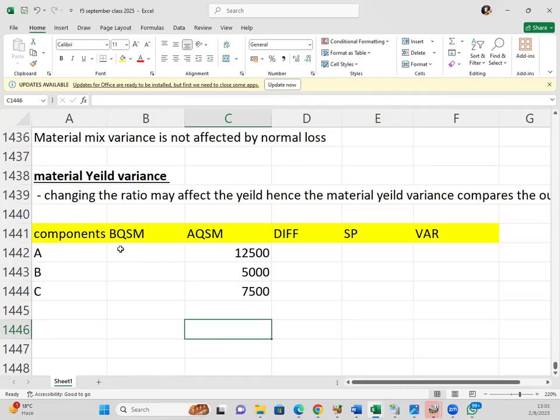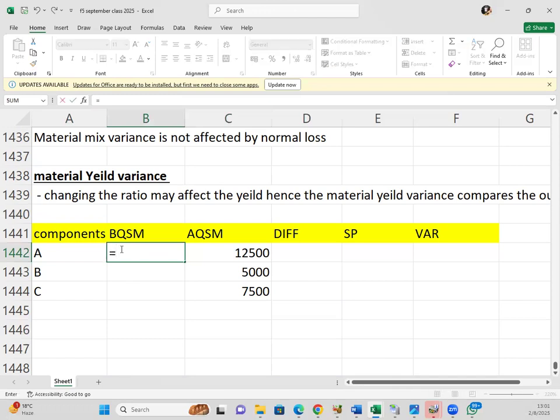Now the budgeted quantity standard mix, we are saying what was our budget for these units that we have produced? What was the budget? So for this one, how do you get the budgeted quantity at standard mix? You say, what was the budget per unit times the actual units? Let me show you how you work this one out.